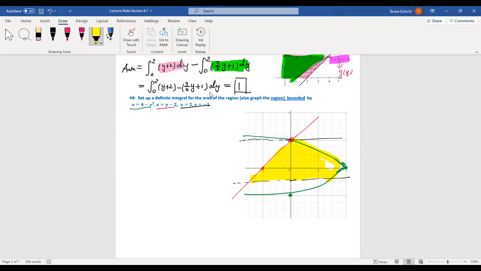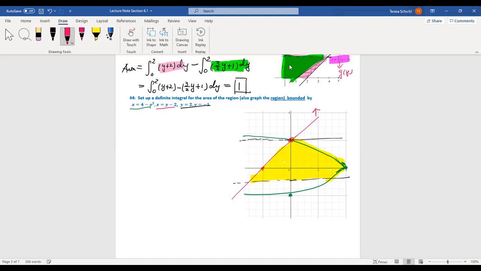Right, so this yellow area is what I'm looking for. Can I integrate by x, f of x minus f of y? Because this is the area, I really cannot do that. So let's try to write what this one is.